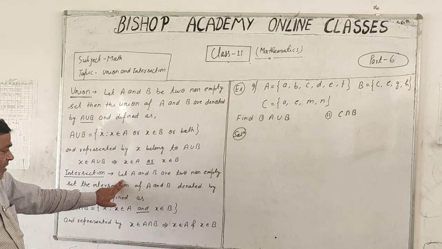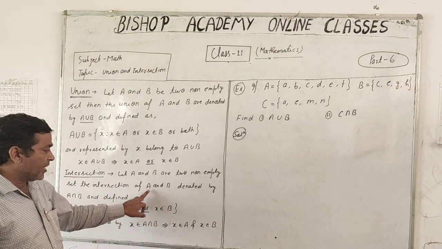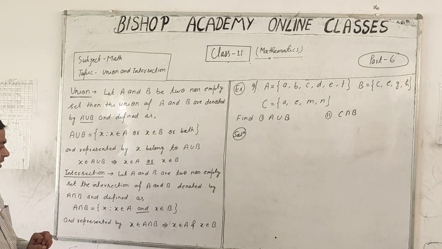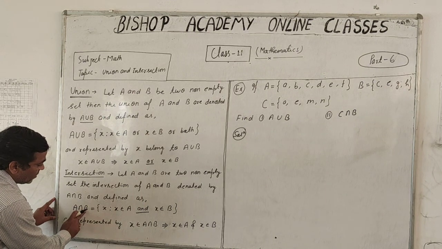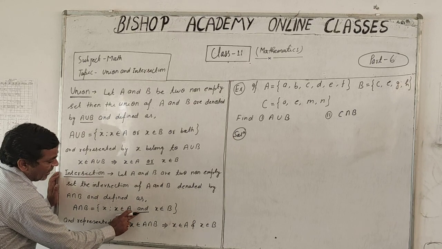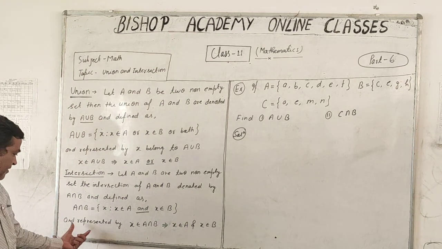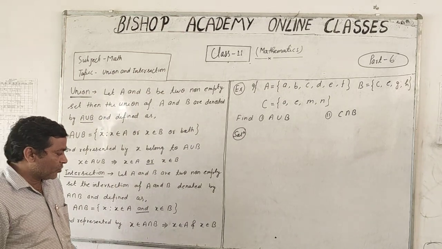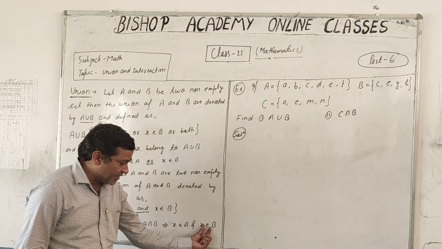Intersection. Let A and B be two sets, then the intersection of A and B is denoted by A intersection B and defined as A intersection B equals the set of X such that X is an element of A and X is an element of B. It is represented by X belongs to A intersection B equals X element of A and X element of B.